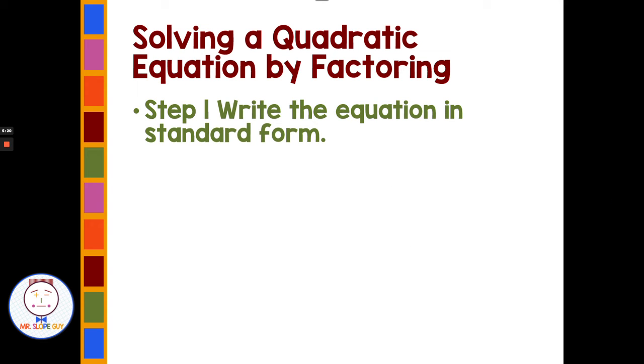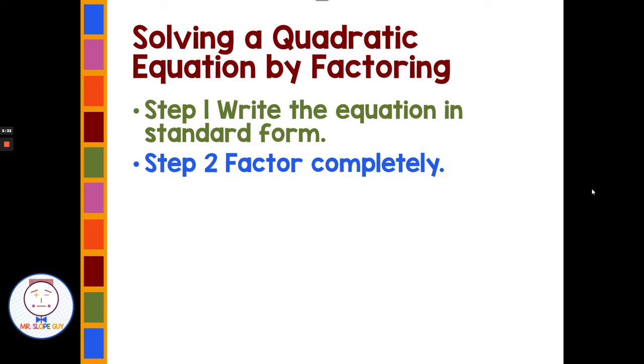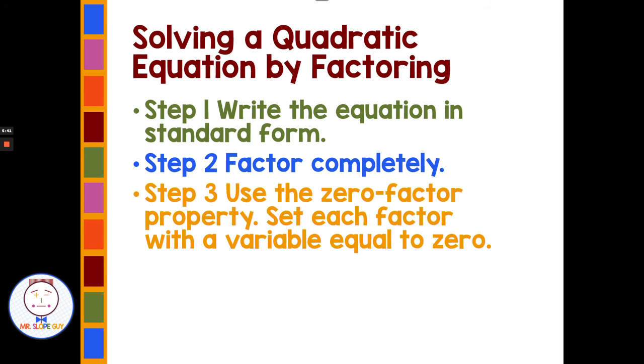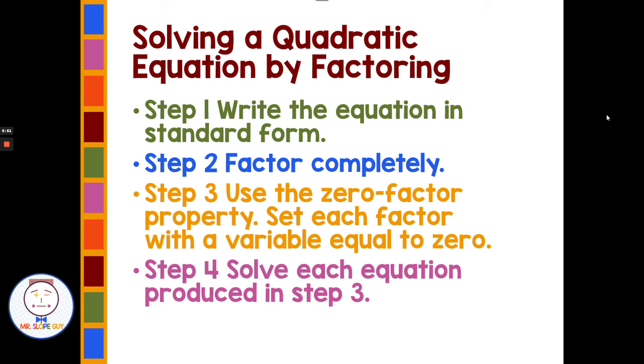So we can write down these steps for solving a quadratic equation by factoring. Step 1, write the equation in standard form. Get that equation in descending order equal to 0. Step 2, factor completely. That tends to be the hardest step, so make sure you know all your rules for factoring to factor completely. Step 3 is to use the zero factor property. Set each factor with a variable equal to 0. And step 4 is to solve each equation produced in step 3.